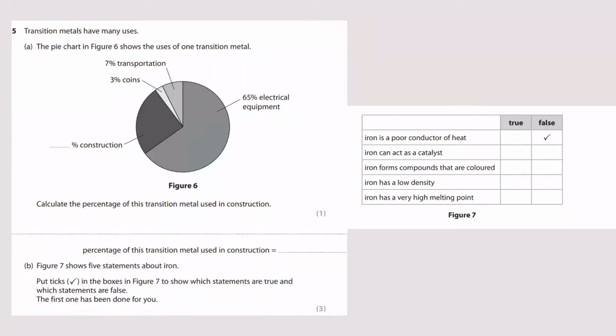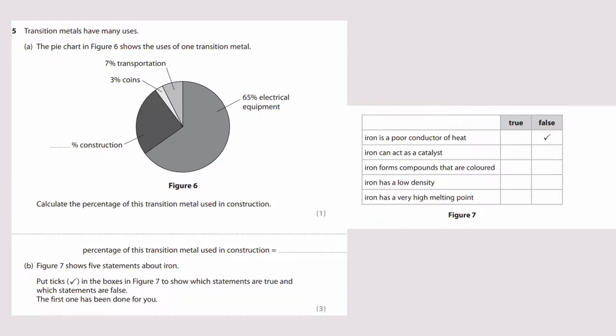Example, this is question 5 from a paper. Transition metals have many uses. The pie chart in figure 6 shows the use of one transition metal. We've got numbers here: 7% transportation, 3% coins, 65% electrical equipment. I would guess this is copper. Calculate the percentage of this transition metal used in construction.